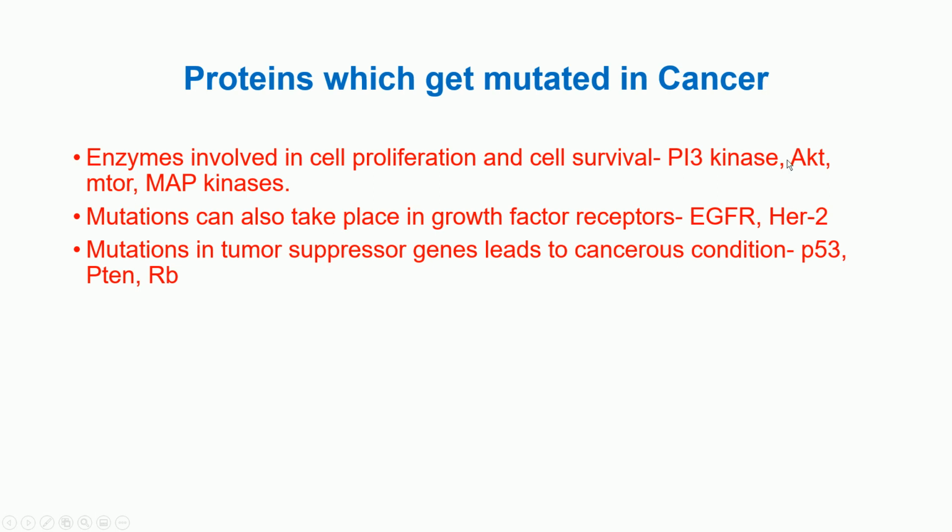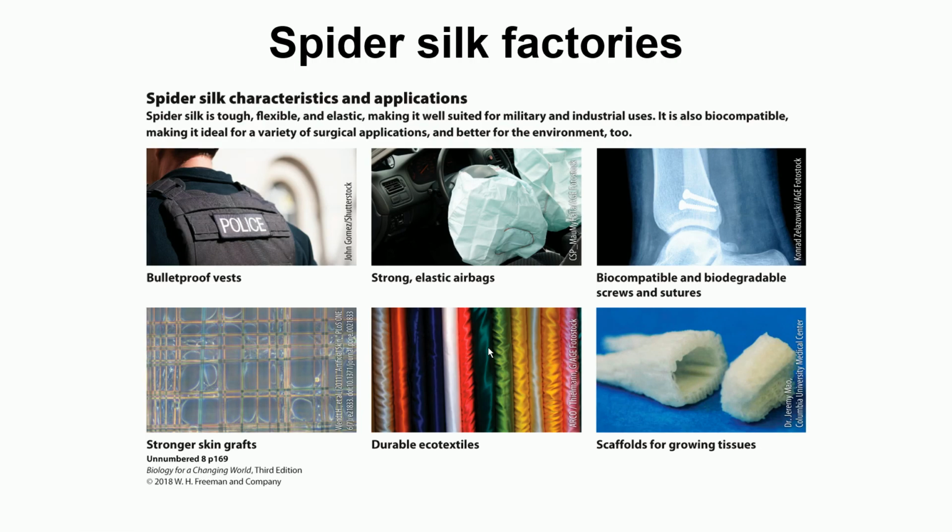The examples are PI3 kinase, AKT, and MAP kinases. These are all proteins which are involved in cell proliferation and cell survival. And there are mutations which also take place in some of the growth factor receptors like EGFR and HER2, and mutations also take place in some of the tumor suppressor genes like P53 and PTEN.